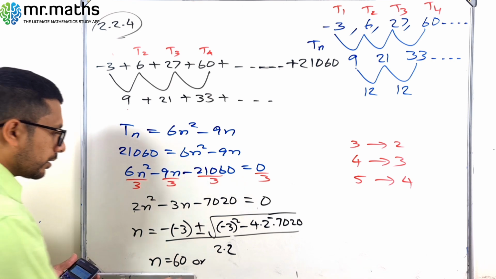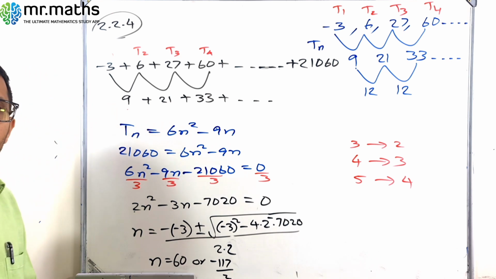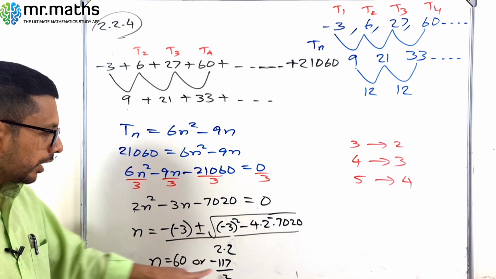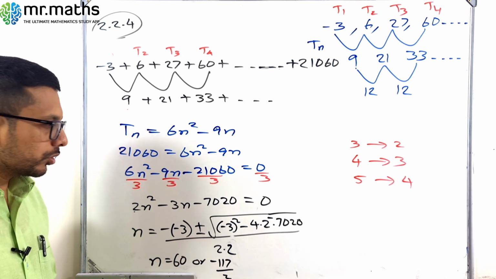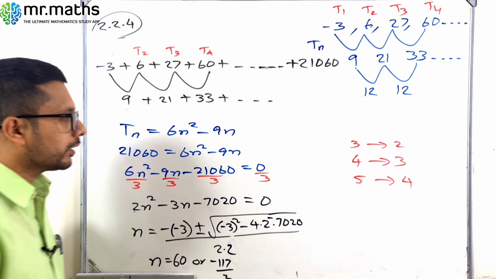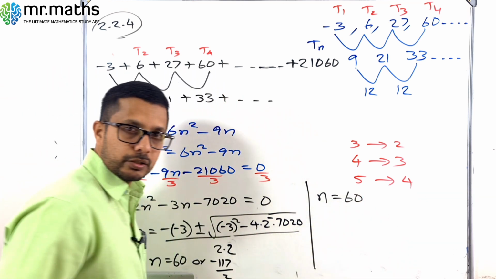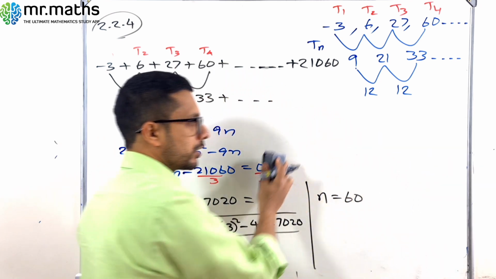So it is minus 117 divided by 2. Anyway, n means the number of terms, or which term it is. So it can't be the minus 117 by 2th term. So what is the possibility? It means that the value of n is equal to 60. Do you understand? Now look, it's not finished, that is not the answer.